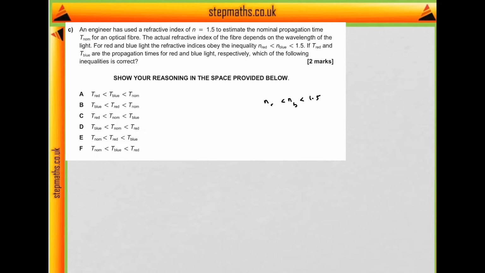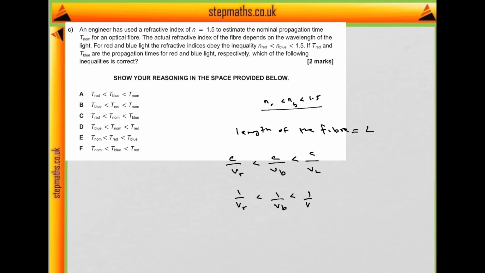Okay, so let's see. Let the length of the fiber be L. Let's rewrite this inequality now in terms of velocity. This is just c over the velocity of red light is less than c over the velocity of blue light, which is just less than c over the velocity of light in that medium, white light in that medium. Okay, so this tells us that 1 over VR, where VR is the velocity of red light, is less than 1 over VB, which is less than 1 over VL.